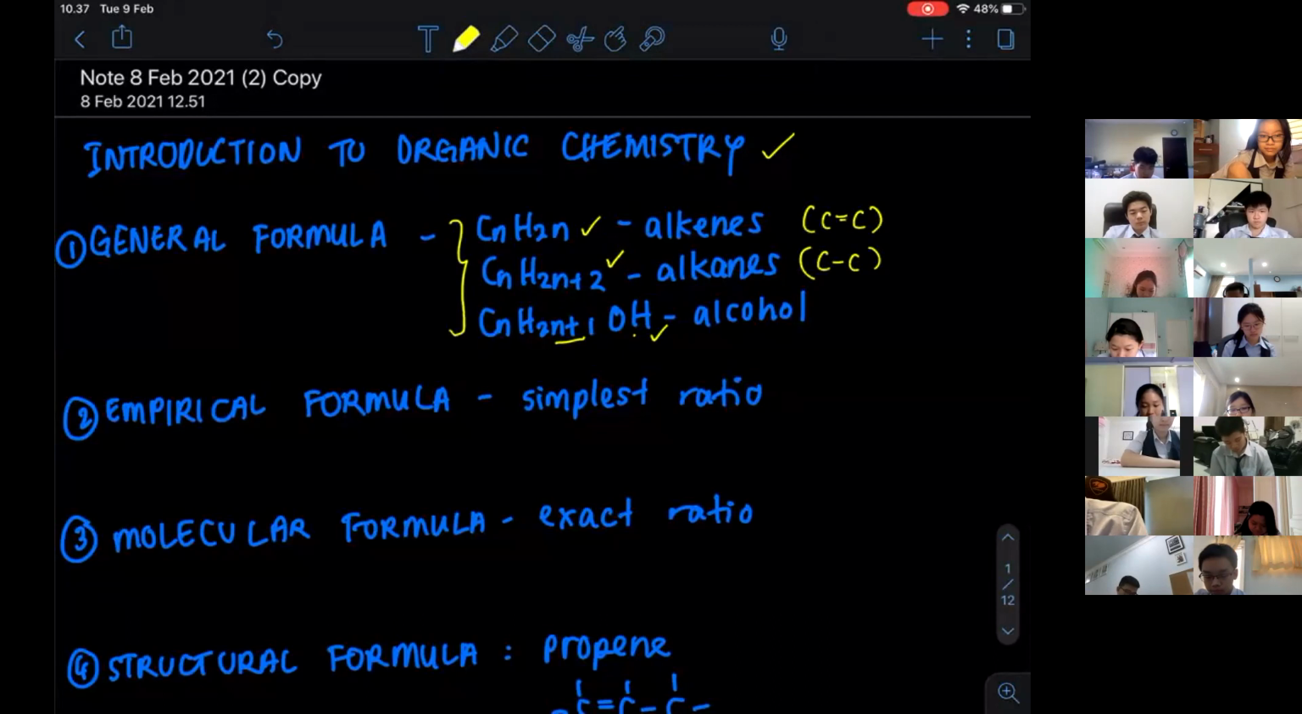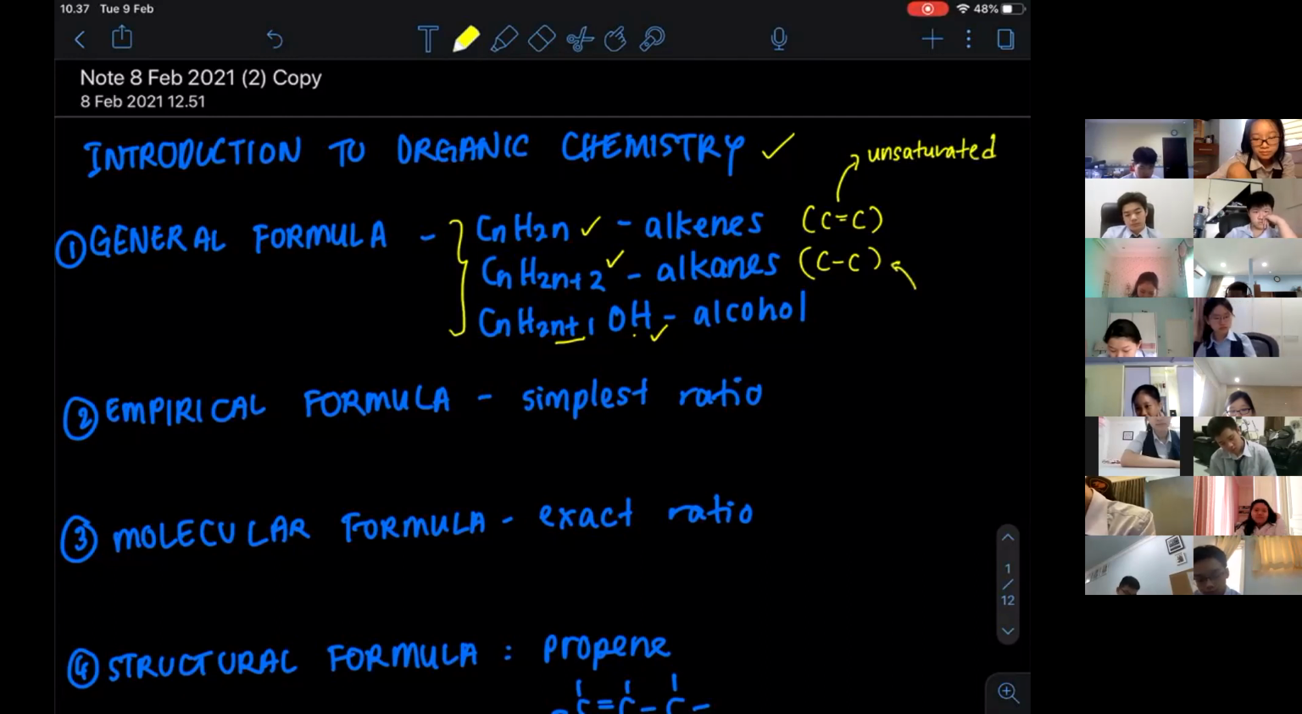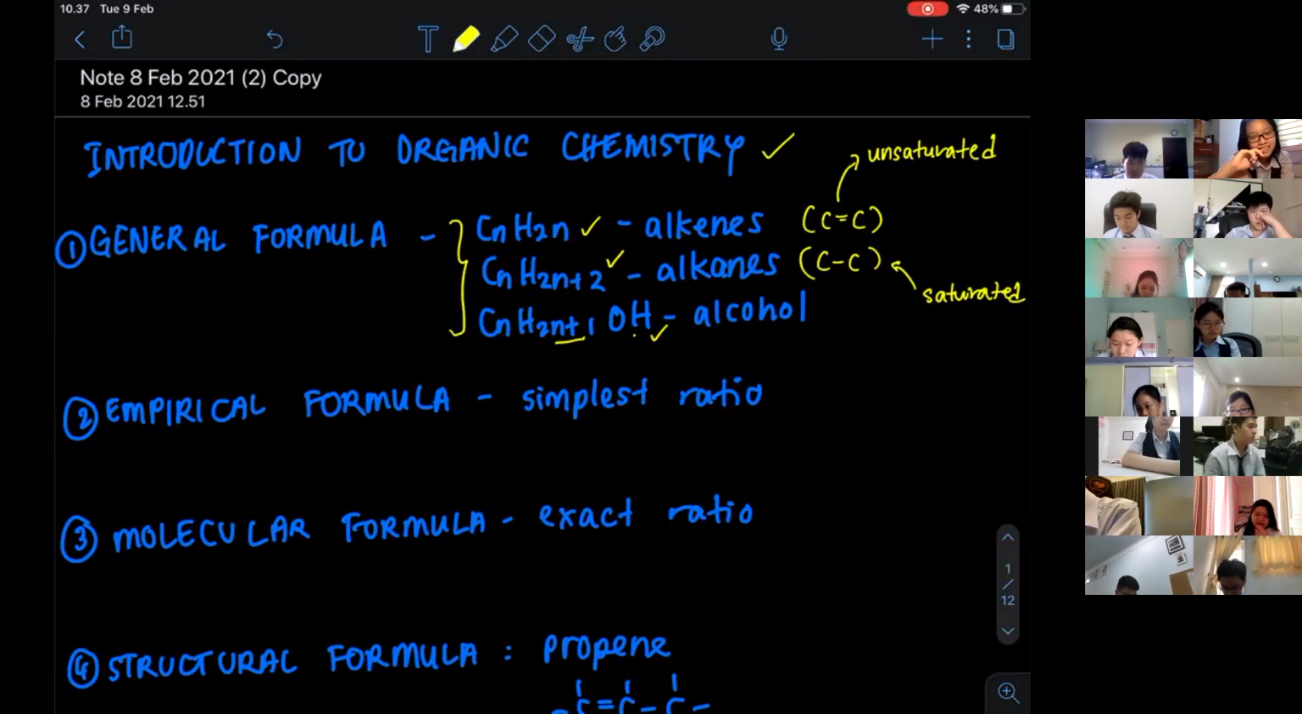CnH2n plus 1 OH. Now, always remember, whenever you have a double bond, we always refer to the double bond as unsaturated, and a single bond is always referred to as saturated. So this is extra knowledge that I'm actually teaching you. Then we have empirical formula.